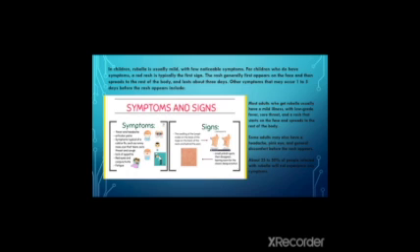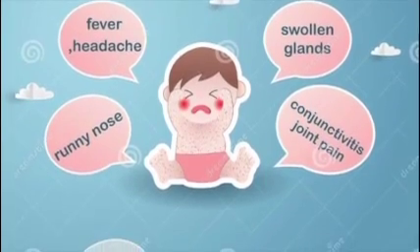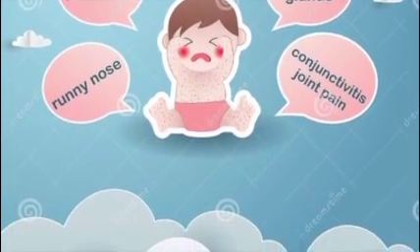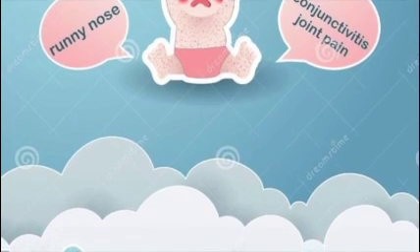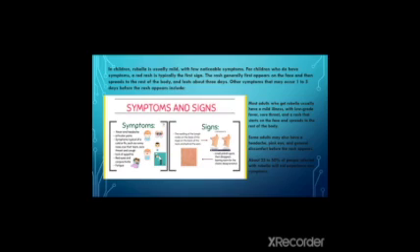In children, rubella is usually mild with few noticeable symptoms. For children who do have symptoms, a red rash is typically the first sign. The rash generally first appears on the face and then spreads to the rest of the body and lasts about 3 days. Other symptoms that may occur 1 to 5 days before the rash appears include fever and headache, eye pain, flu-like symptoms like runny nose, cough and sneezing, lack of appetite, red eye, and fatigue.